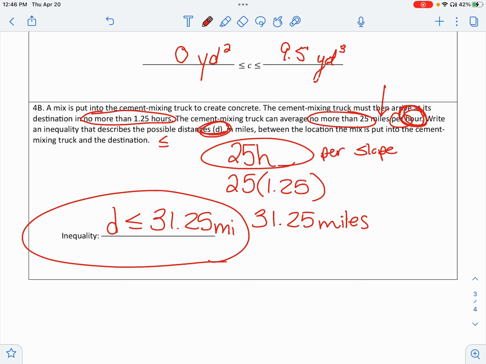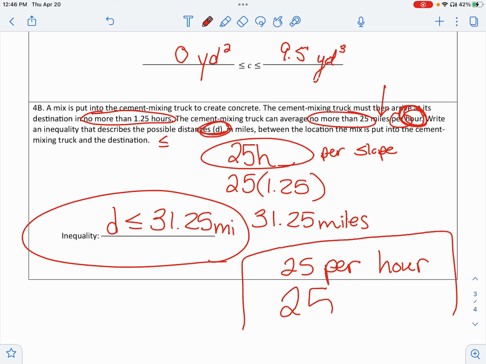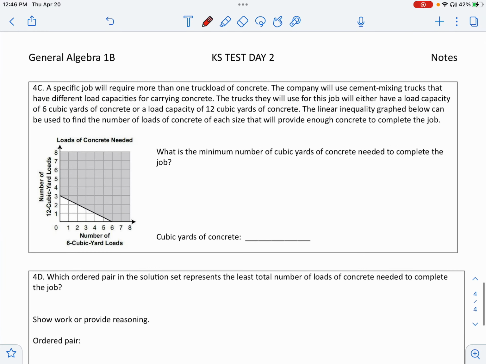When I first started looking at this one, it looked a lot more intimidating than that. But my key word was the word per, and it said hour, and it had 25, right? So just as a side note, that meant 25 times h. And then they told me my hours were 1.25, so I just followed that through in that particular way. All right, let's go on to part C.